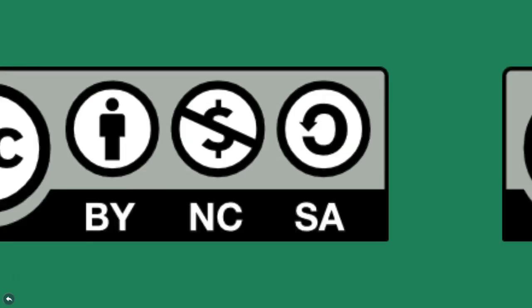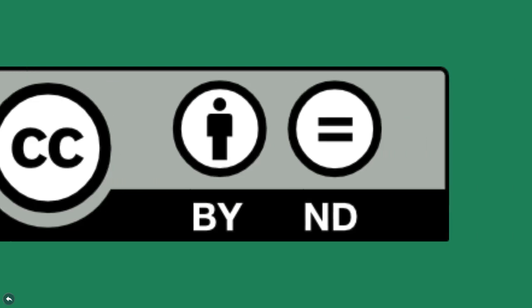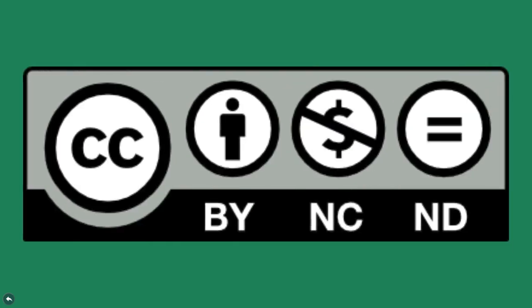The Attribution No Derivatives License, or CC BY ND, allows people to use the work for any purpose as long as they give attribution to the creator, but they are not allowed to make and share adaptations of that work. The Attribution Non-Commercial No Derivatives License, or CC BY NC ND, is the most restrictive license. Attribution must be given to the creator, as with all the licenses. No adaptations of the work are allowed to be used or shared, and use of the work is only permitted for non-commercial purposes.